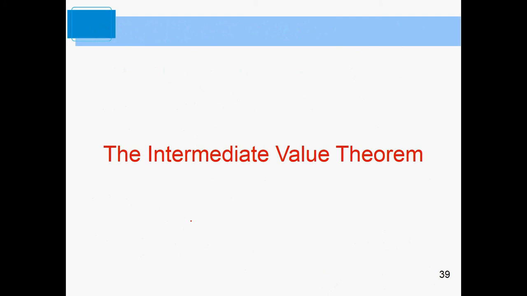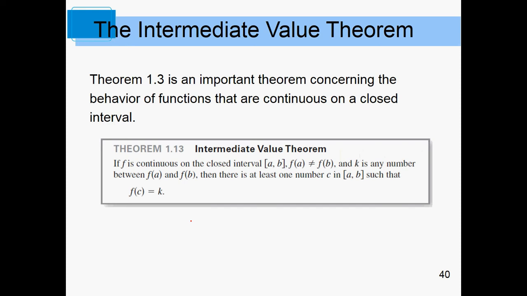IVT. This is what we've done before. We've done the intermediate value theorem. What it says: if f is continuous on some closed interval where f of a and f of b are not equal to each other, where the endpoints are not equal, and k is some number between f of a and f of b. Now remember, when I'm talking about f of a and f of b, I'm talking about y values, right? A and B are x values, so A gives me f of A, B gives me f of B. There's some k between f of A and f of B that gives us some value between A and B.